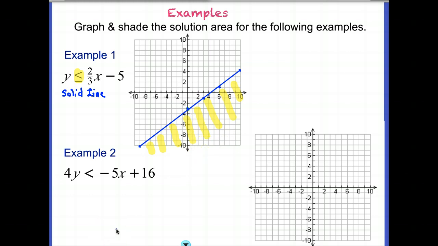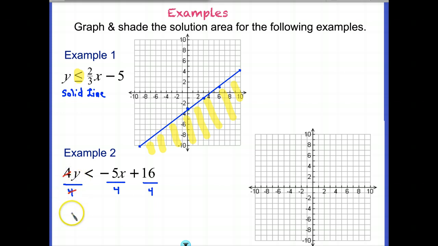Now let's try example number 2. Now this one's a little bit different because it's not quite in slope-intercept form yet. So I'm going to put it in slope-intercept form so it's easier to identify where the solutions are. So I am going to isolate y, which means I need to divide all my numbers by 4. Now keep in mind, this is still an inequality, so if I were to have divided by a negative number, I would have had to flip the sign. Except here, I did not divide by a negative number, I divided by positive 4.